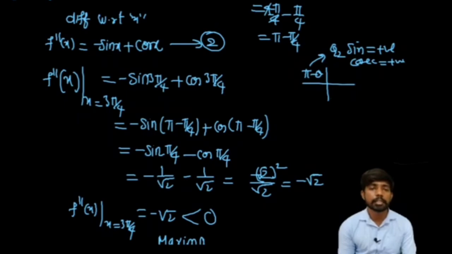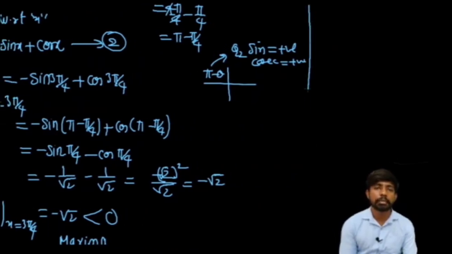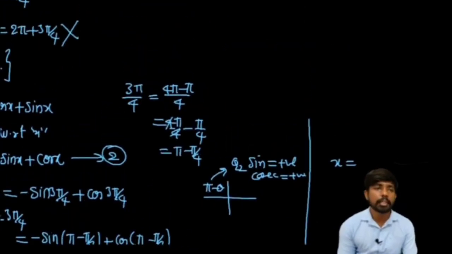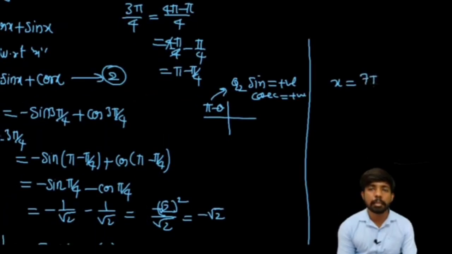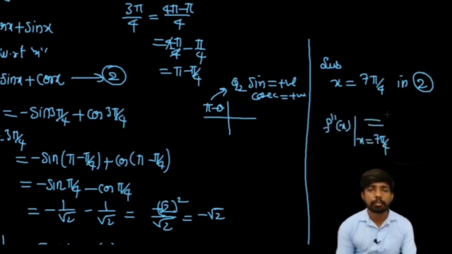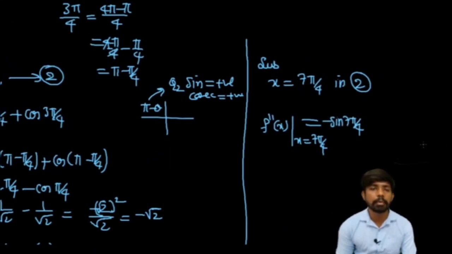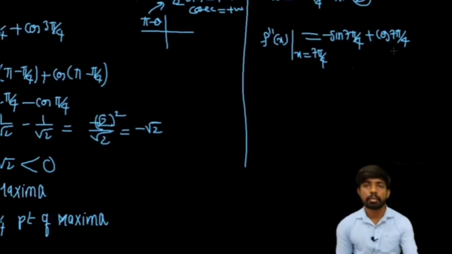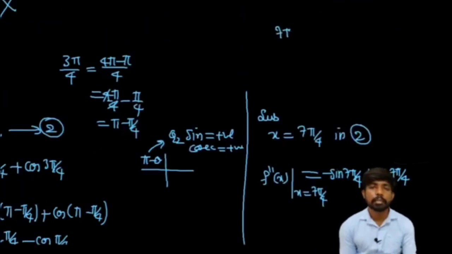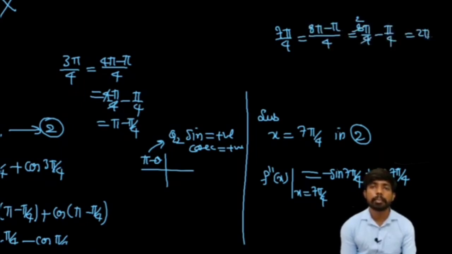In the double differentiation, substitute the critical point x equals 7 pi by 4 in equation 2. So the double differentiation at x equals 7 pi by 4 is minus sine 7 pi by 4 minus sine 7 pi by 4 plus cos 7 pi by 4. 7 pi by 4 can be written as 8 pi by 4 minus pi by 4, so 2 pi minus pi by 4.